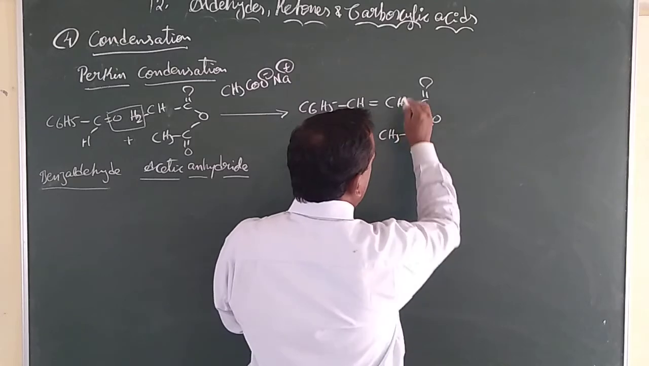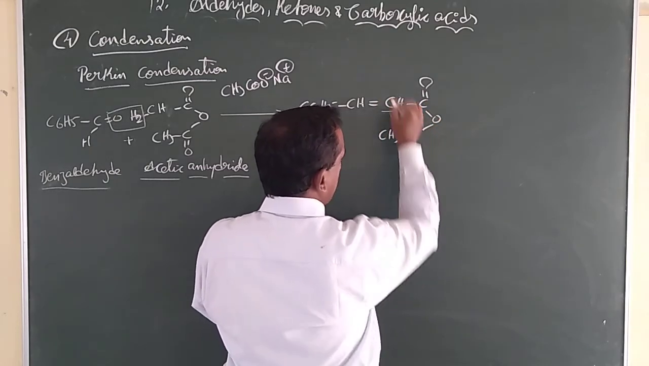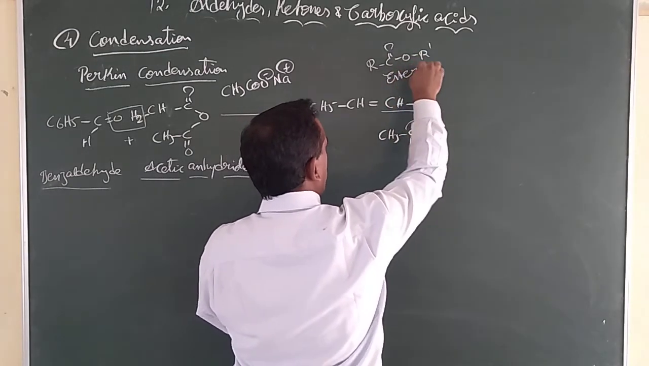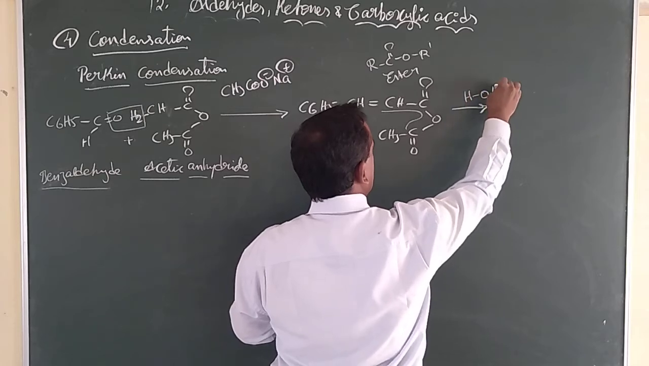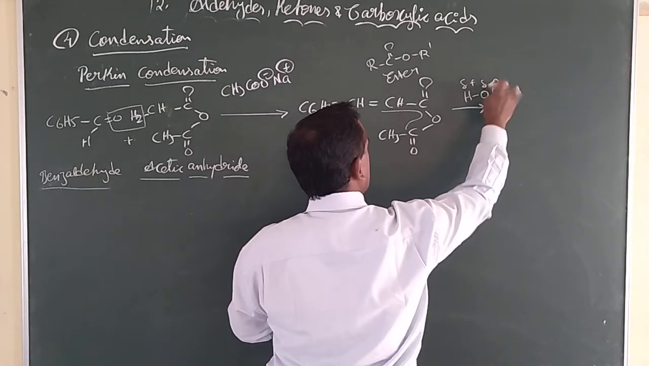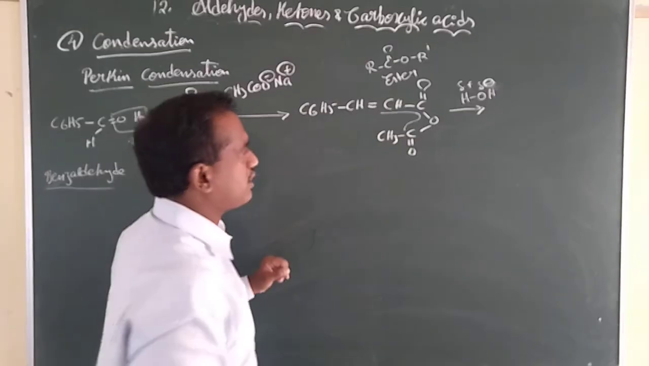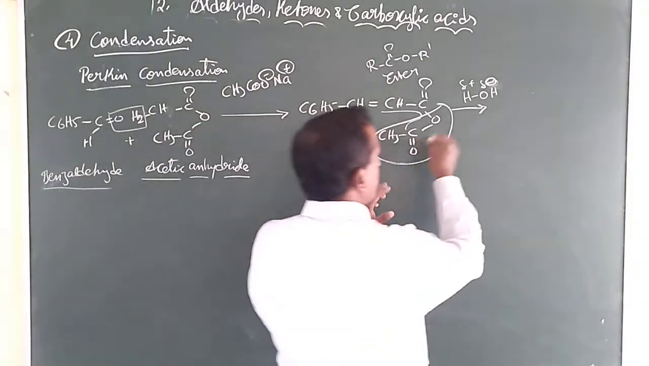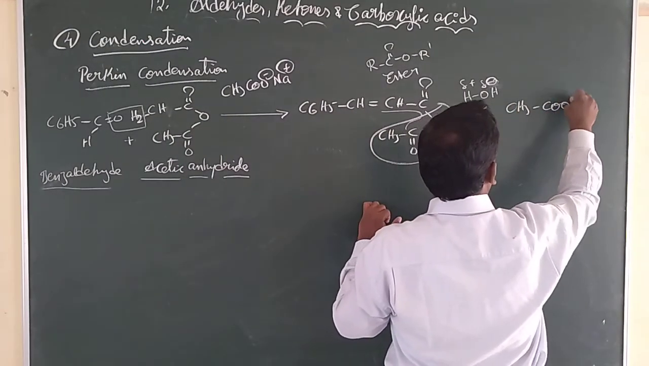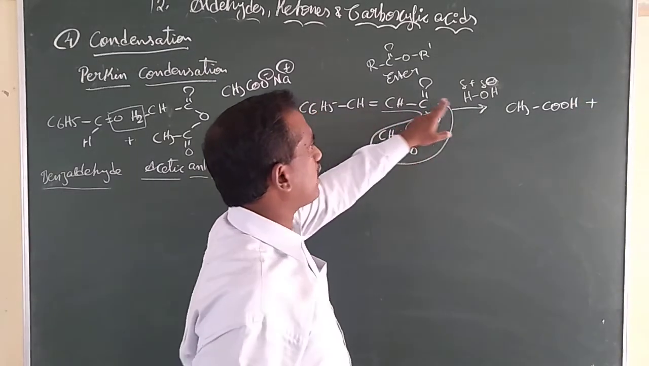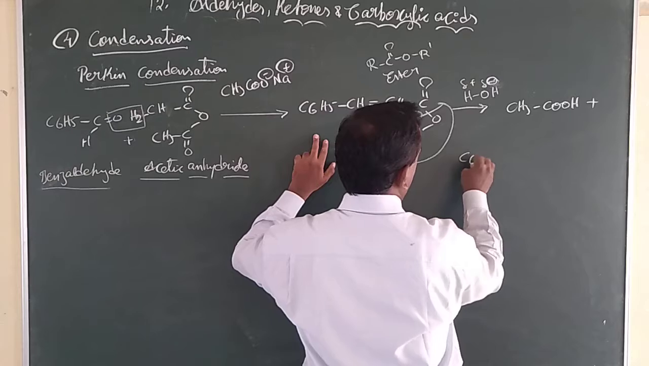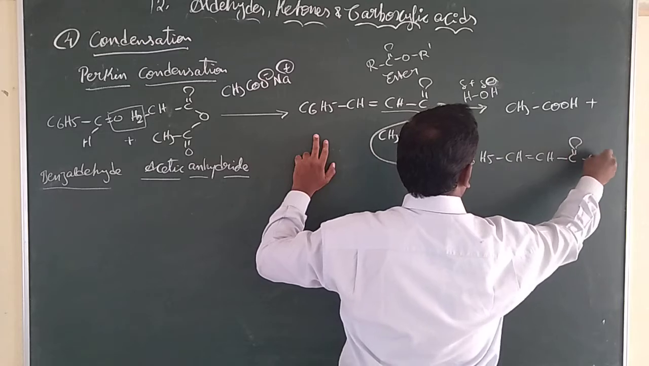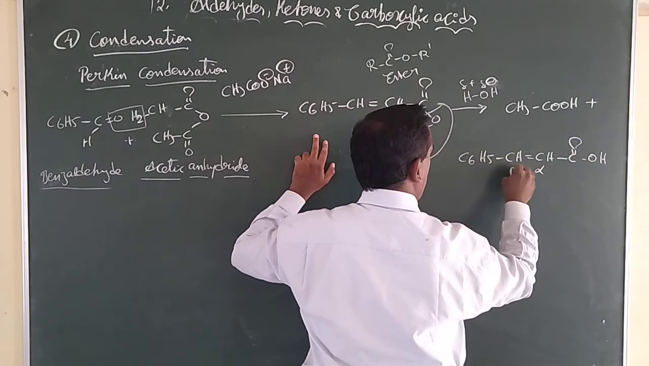So here we got some ester, R C double bonded O R dash. Some ester is formed. Upon hydrolysis, this part will be removed as acetic acid, and the remaining part will get the OH. C6H5 CH double bond CH C double bond O OH. This is alpha and beta.